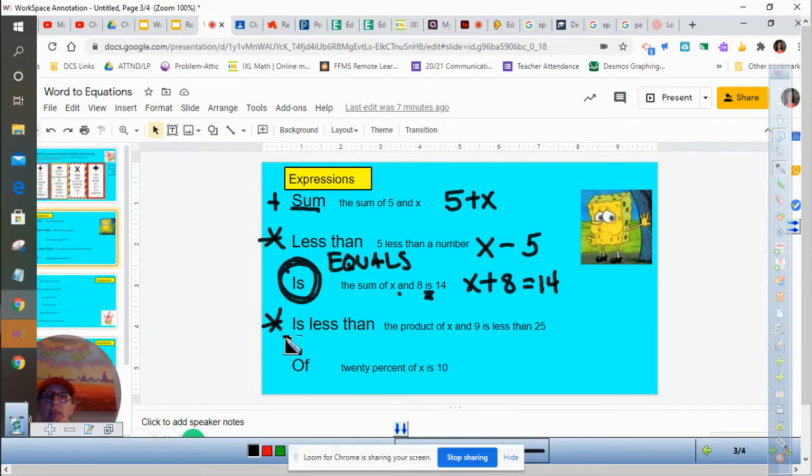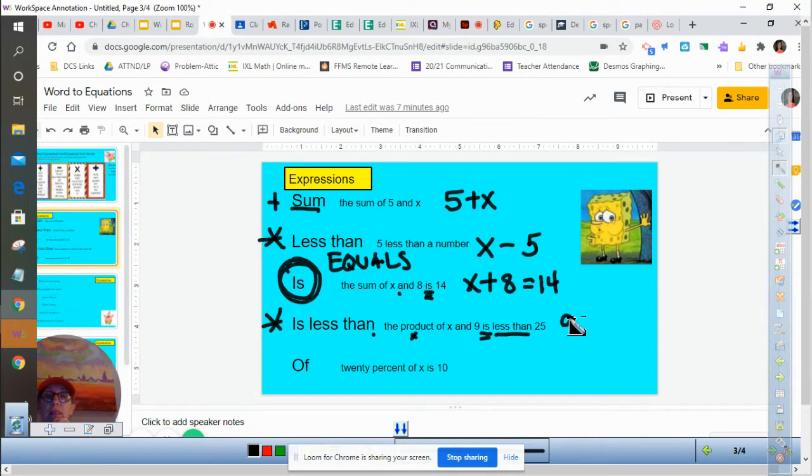And then we get to this one. Is less than. Now up here we said that less than means subtraction, but the minute you put an is in front of it, all bets are off and everything changes. Is less than puts us in the realm of an equal, but because it's less than, we go into the inequalities. So when you see is less than, this is what it looks like. The product of x and 9 is less than 25. So product means to multiply.